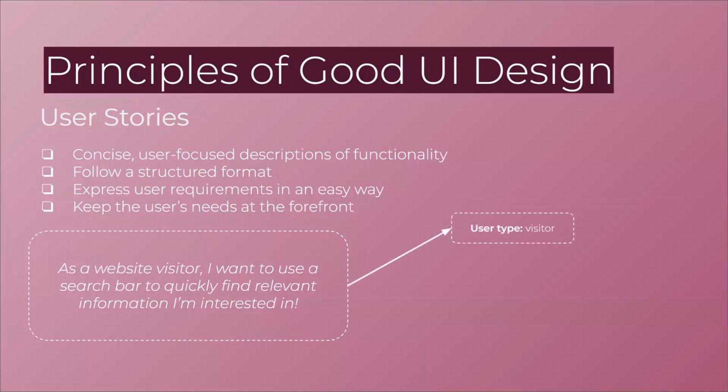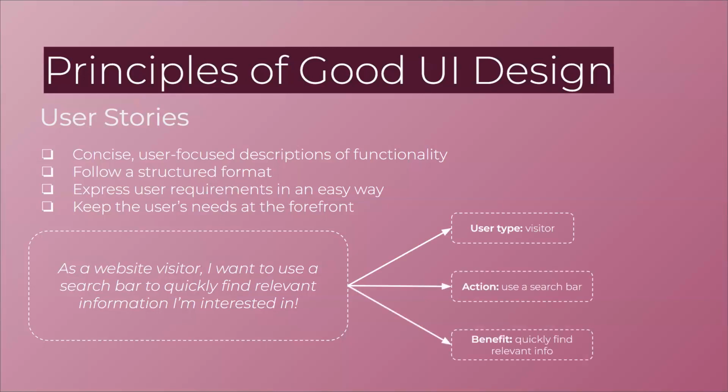All right, so the user type is visitor, the action is they want to use a search bar, and the benefit or outcome is they want to quickly find relevant info. So that's how these things are broken down in a very systematic way. Can anyone think of any user stories that they'd like to share?